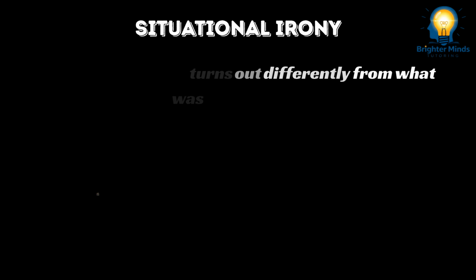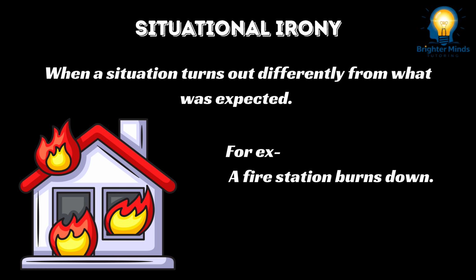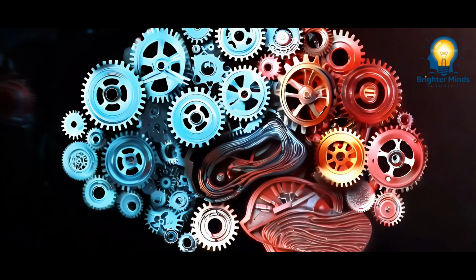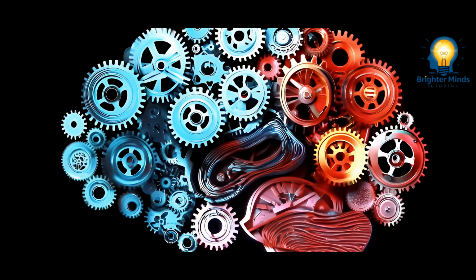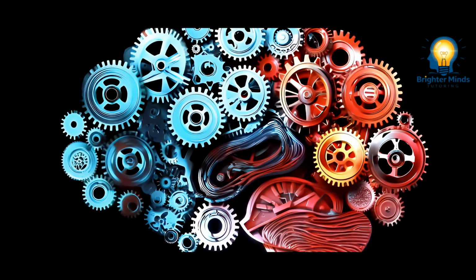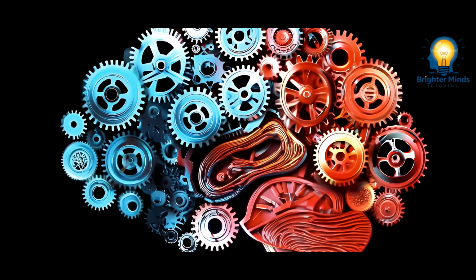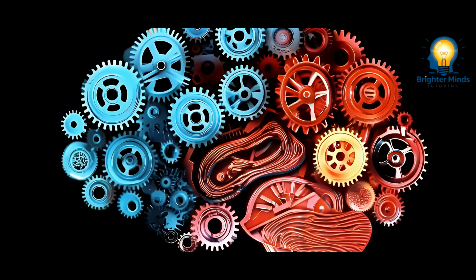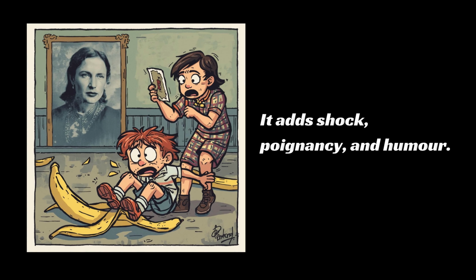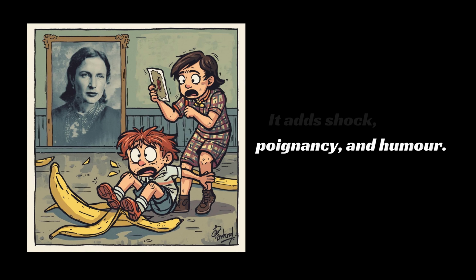On the other hand, situational irony occurs when the opposite of what you expect happens. The situation turns out differently than predicted or intended. For example, a fire station burns down. Now, this does not really make any sense compared to logic. Situational irony surprises the audience because the outcome is contrary to what logic or common sense would suggest. It often adds humor, shock, or poignancy to a story.